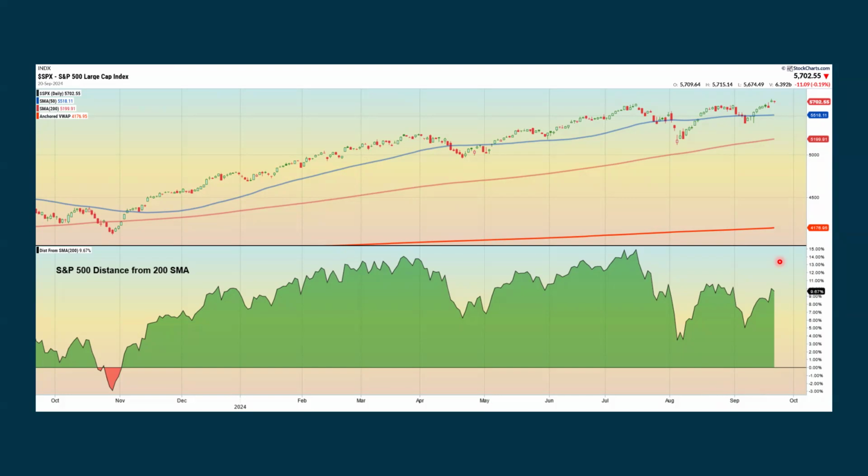Now, we don't know. Price may buck that trend and continue to go higher, but we at least want to be aware of these negative things lurking in the background. We're not declaring anything. We're not saying the end of the stock market is here.